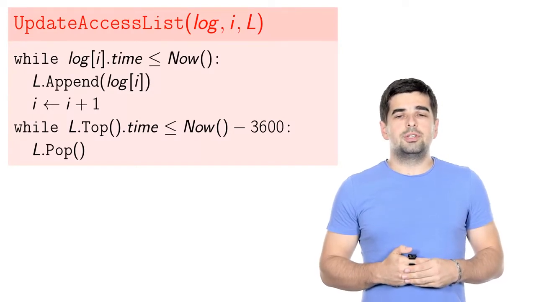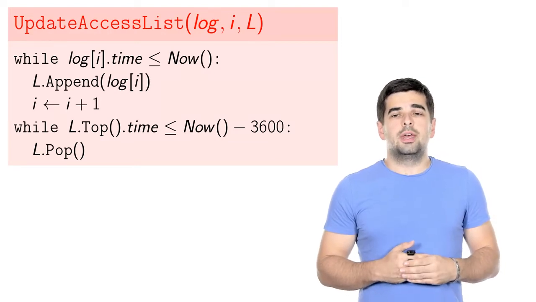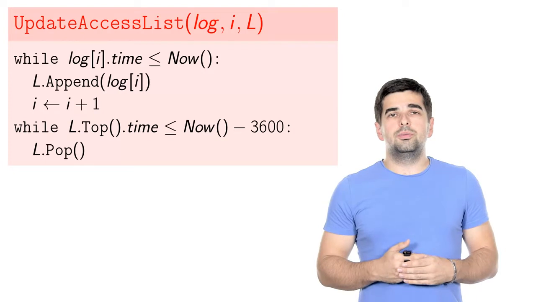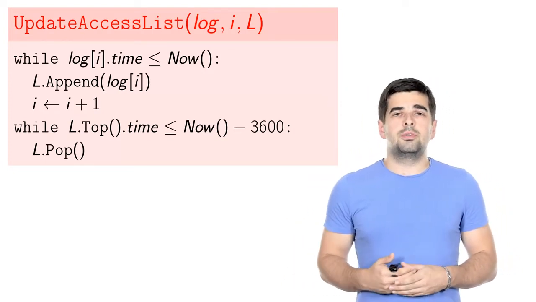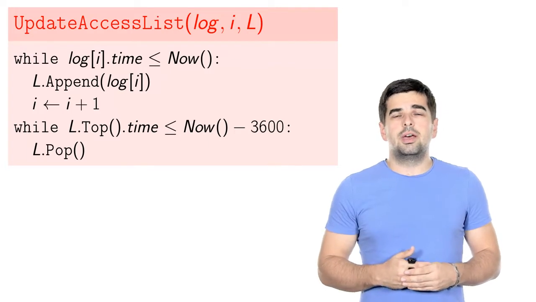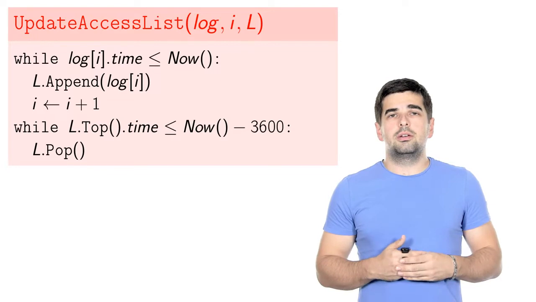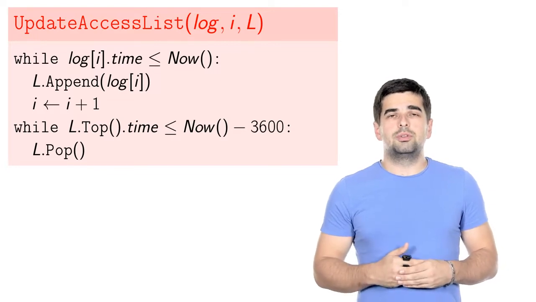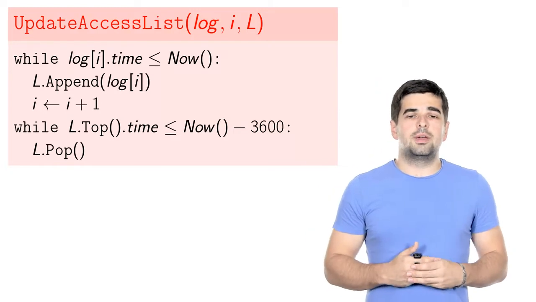We again have our procedure UpdateAccessList, which takes in the log file log. It also takes in i, which is the index of the first log line which hasn't been processed yet. And it also has input L, which is the list. Instead of some abstract data structure C from the first few videos, and instead of the array A from the direct addressing scheme, we put parameter L, which is a list, into this procedure. And this is the list with the active IP addresses.